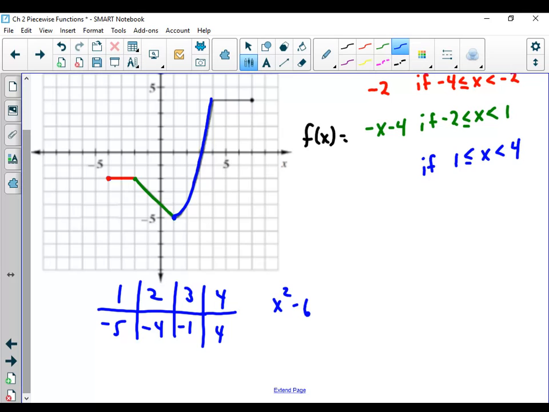Maybe it works, maybe it doesn't. Well, if I square 2, I've got 4 minus 6 doesn't give me negative 4. 3 squared is 9, minus 6 doesn't give me negative 1. So it doesn't look like I can quite go to this. What might be another way that I can figure out what my equation is? And then again, I can test it with my points.